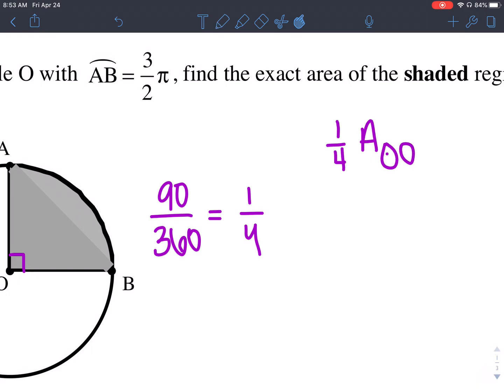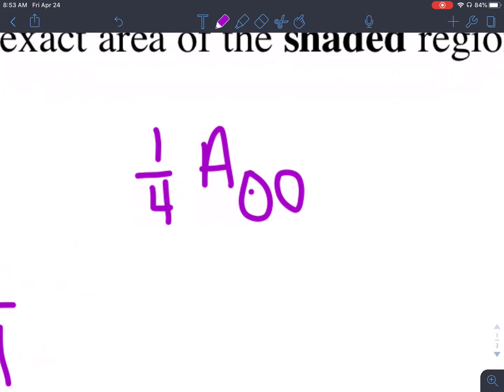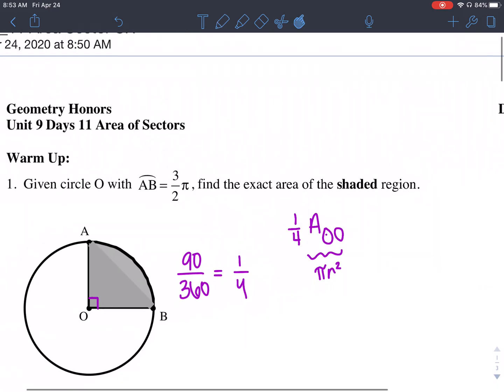So now I need to figure out what is the area of circle O. In order to find the area of a circle, that's going to be pi r squared. So I need to figure out the radius. I know the arc length, and a little bit of a throwback, we've learned about arc length before.